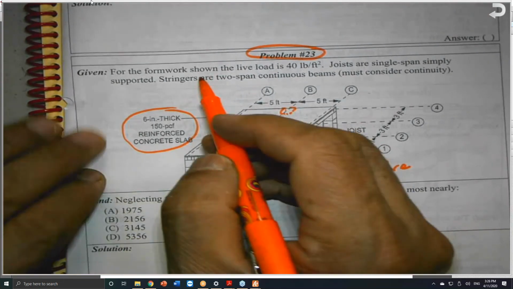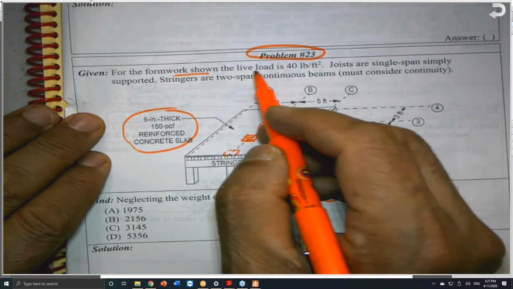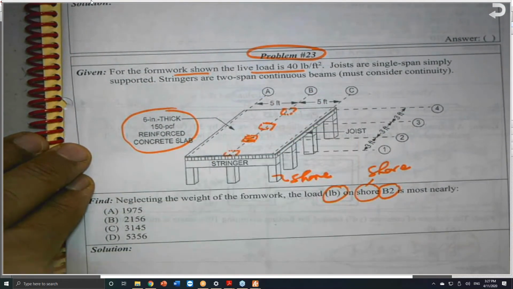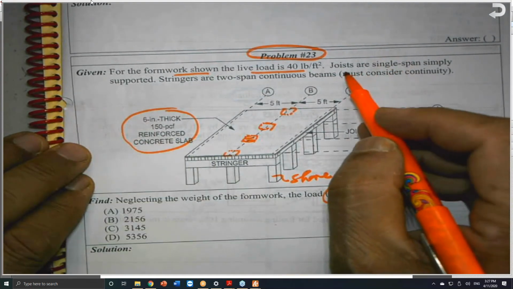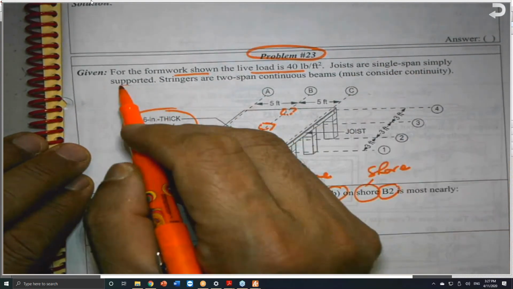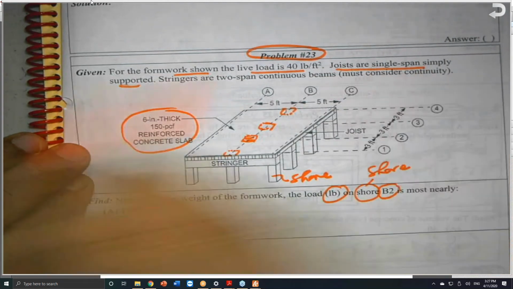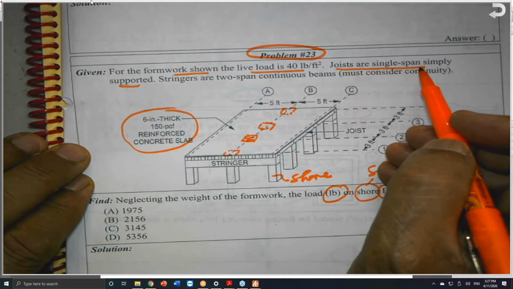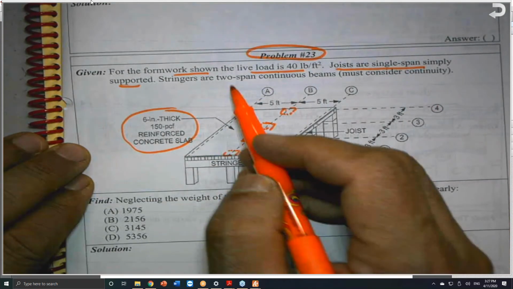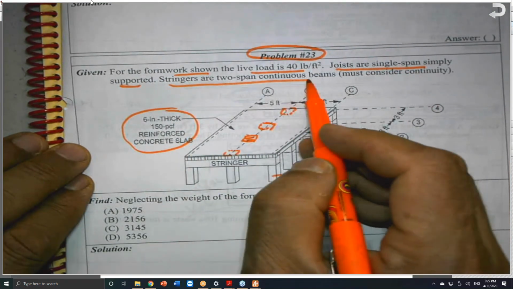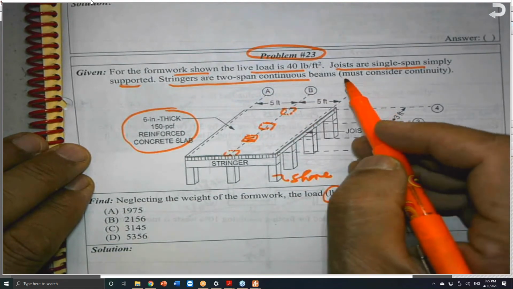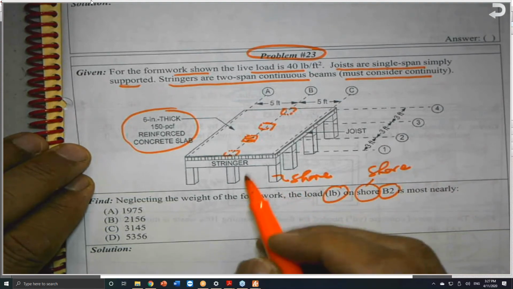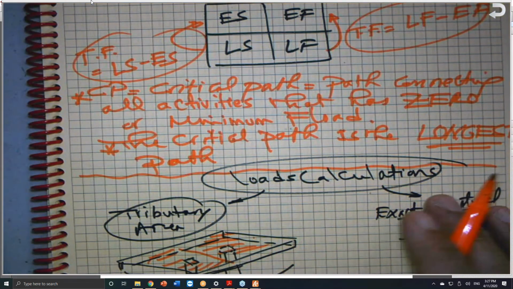He said that the formwork shown has a live load of 40 pounds per square foot, from the people putting the concrete here and the equipment and so on. Joists are single span, simply supported. Stringers are 2 span continuous. Must consider continuity. What does it mean? What does this mean to you?